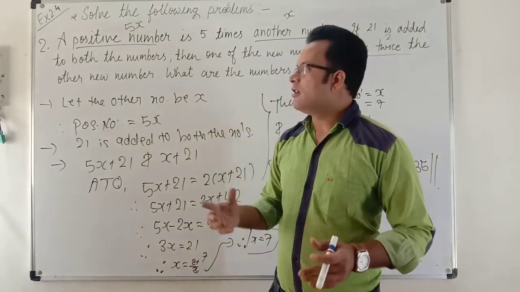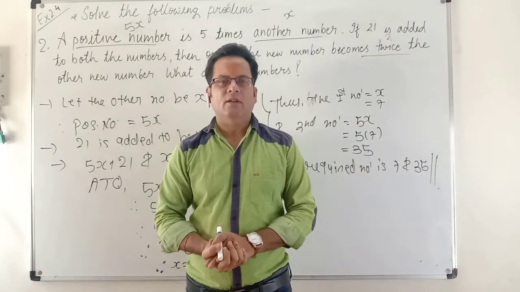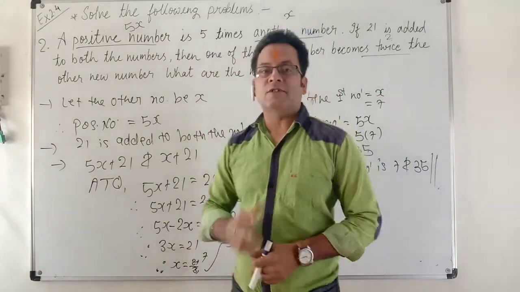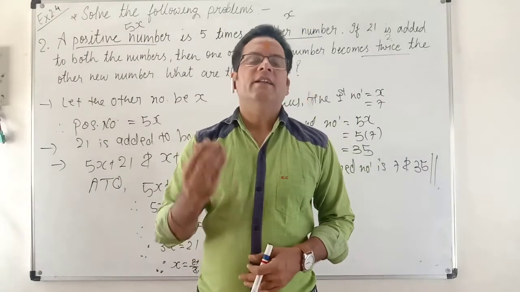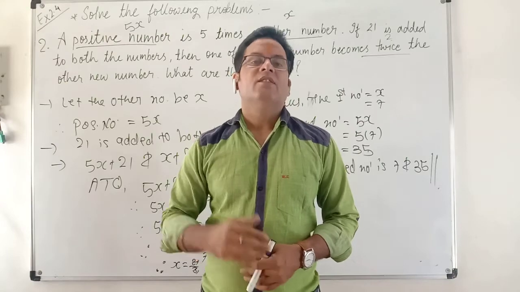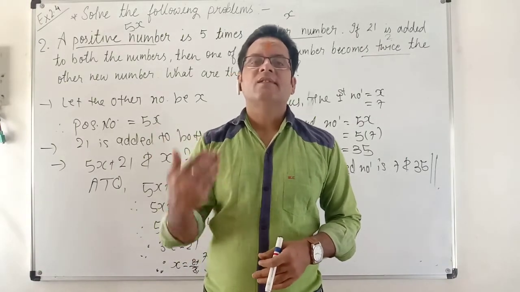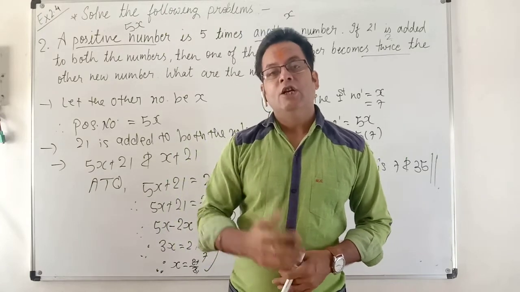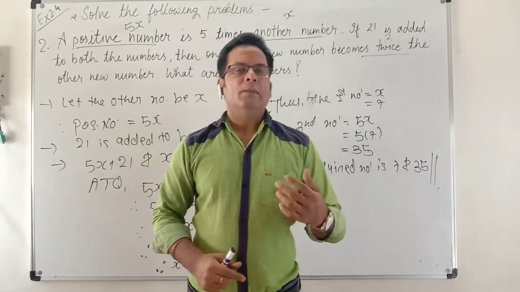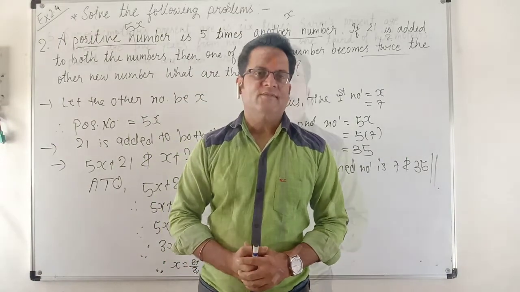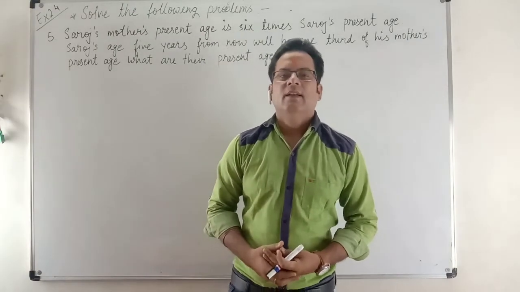Remember, whenever you are supposing the numbers and you are getting the value of any variable, here you can see that we have supposed two numbers. First of all x and then 5x. Okay. So whenever we are getting the value of the variable, we have to substitute that into the supposed equation. So this is problem sum number 2. Just take a note. And now sum number 5, that is about ages.